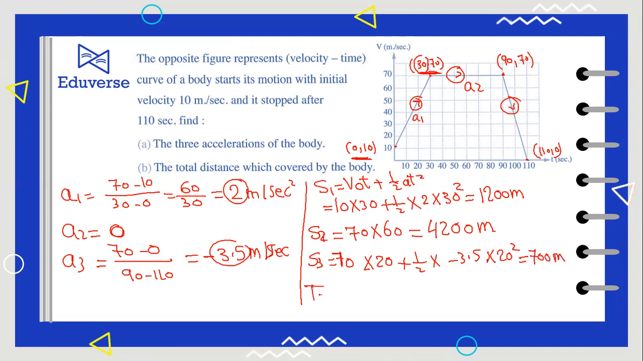So the total distance, the distance of all the motion, will be 1,200 plus 4,200 plus 700. It will be 6,100 meters.